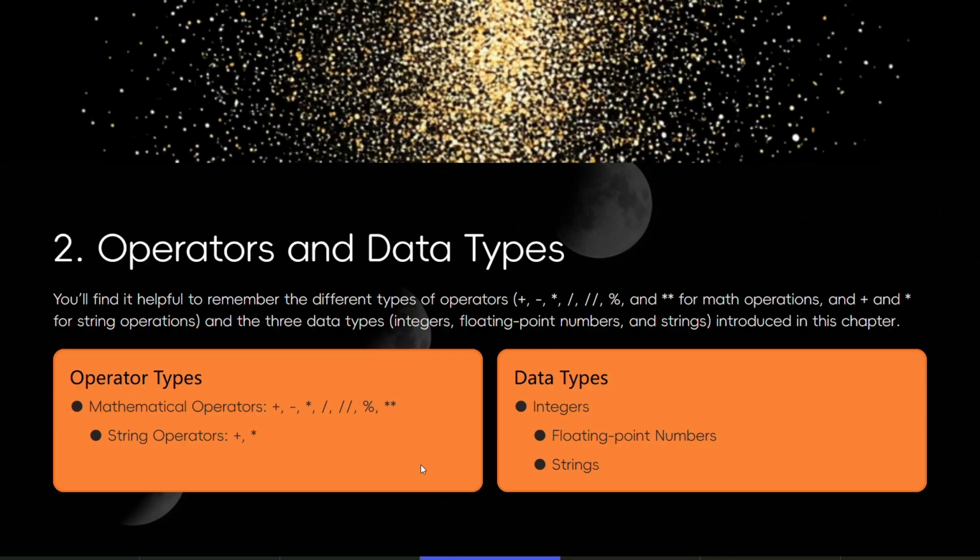Next is operators and data types. If you're familiar with other programming languages, then you are already familiar with these operators and data types. If you aren't, then I'll introduce you. Mathematical operators: basically what plus is doing, what minus is doing, multiplication, divide, and modulus, which means the remainder. And here you see the double asterisk, which is used for power.